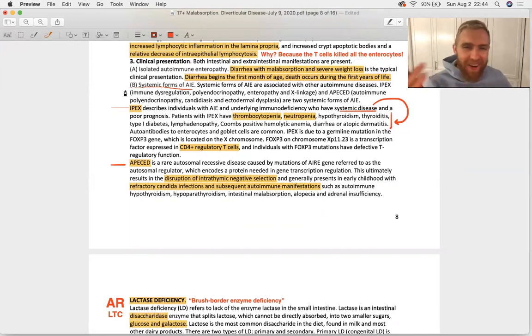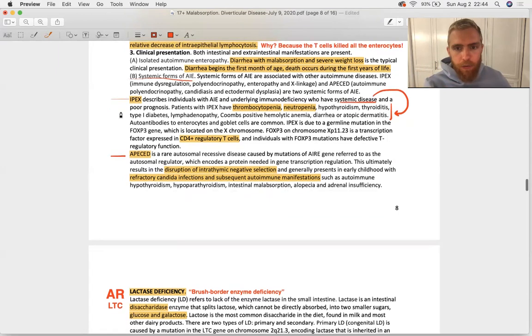So IPEX is characterized by thrombocytopenia and neutropenia. Low platelet counts, low white blood cell counts. And then a myriad of different systemic diseases that may present alongside it. So I'm straight up going to make flashcards for those. I encourage you to do the same because reading it is kind of useless.